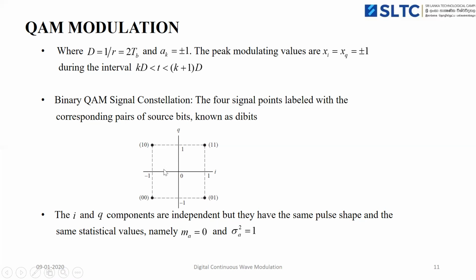Like 45 degrees, then 90 plus 45, which is 135, and so on. So like that, all four symbols maintain different phase levels. So in QAM modulation, the amplitude as well as the phase of the carrier signal will be modulated.